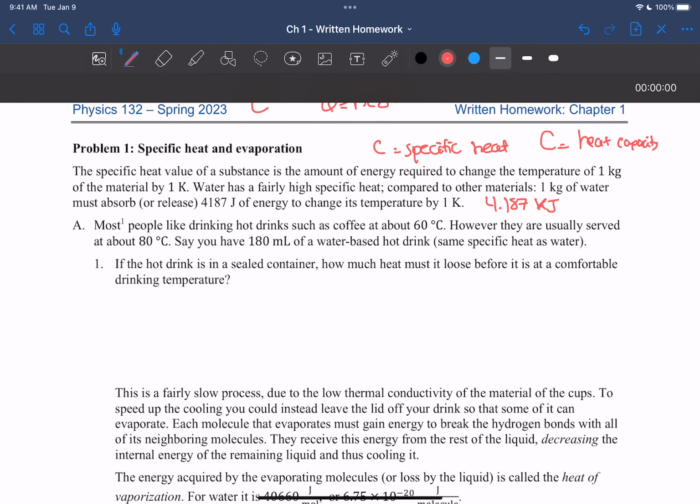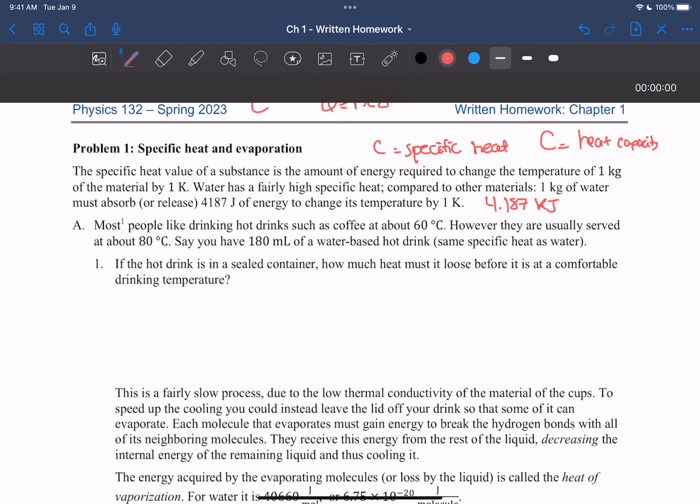So it says most people like drinking hot drinks such as coffee at about 60 degrees Celsius. However, they are usually served at about 80 degrees Celsius. Someone had their mic on a little too loud and it was echoing in my ear. Sorry. Most people like drinking hot drinks such as coffee at about 60 degrees Celsius. However, they're usually served at about 80 degrees Celsius.